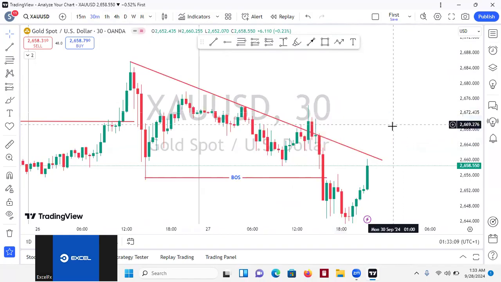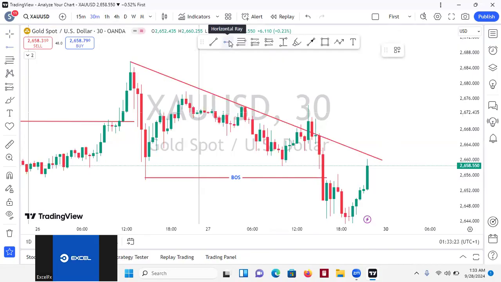Okay, so let's move on to the next one. The next one in my tools is this horizontal ray. I use it to highlight my price range, the price I want the market to come to, and sometimes I also use it to add alerts to the market. I'm going to show you right now.